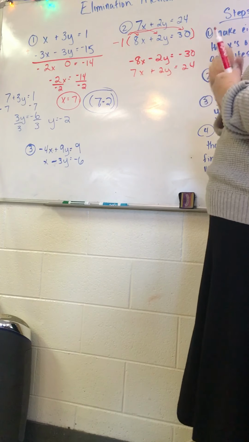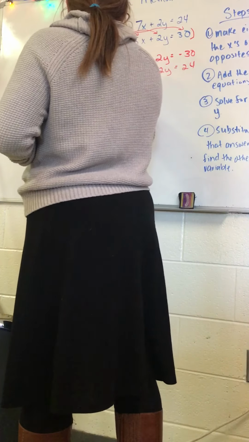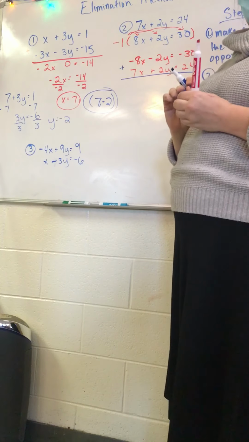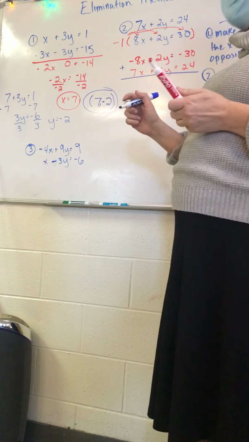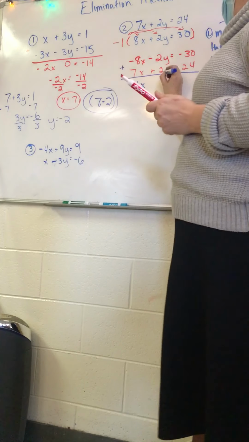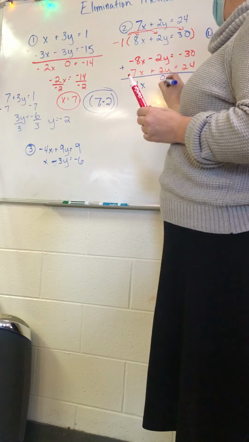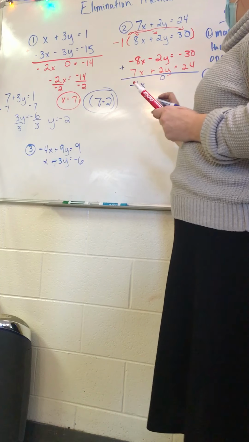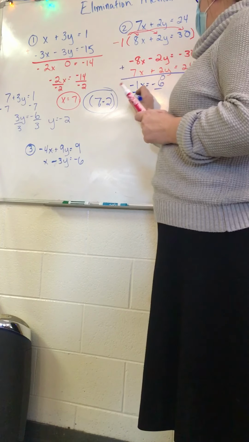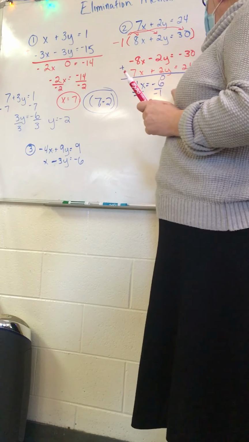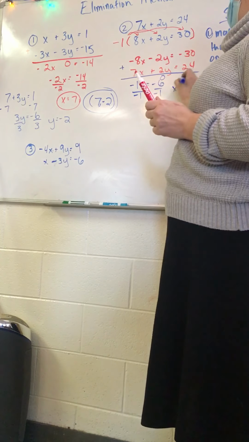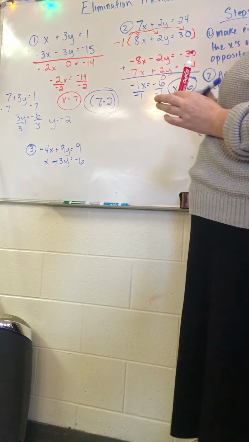So now our next step, step 2, is to add them together. So I have negative 8x plus 7x, what's that? That's negative 1x. And this zeroes out, right? So negative 2 plus 2 is 0. And then I have negative 30 plus 24, which is going to be negative 6. Divide through by negative 1, and then x will equal positive 6 because negative 6 divided by negative 1 is positive 6. And that is the first half of our solution.